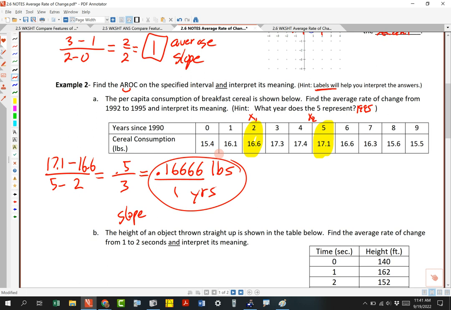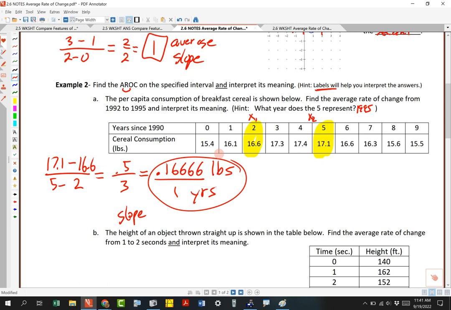Per capita. Wait, what does per capita mean? Come on, geography students. Per capita? Per person. So that's exactly what it means. So a little bit of background knowledge, about a little bit of reading the details. This is about 1/6 of a pound per person. So are people eating more or less? More. Okay, people are eating about 1/6 of a pound more every single year. That's what that means. That's the interpretation.